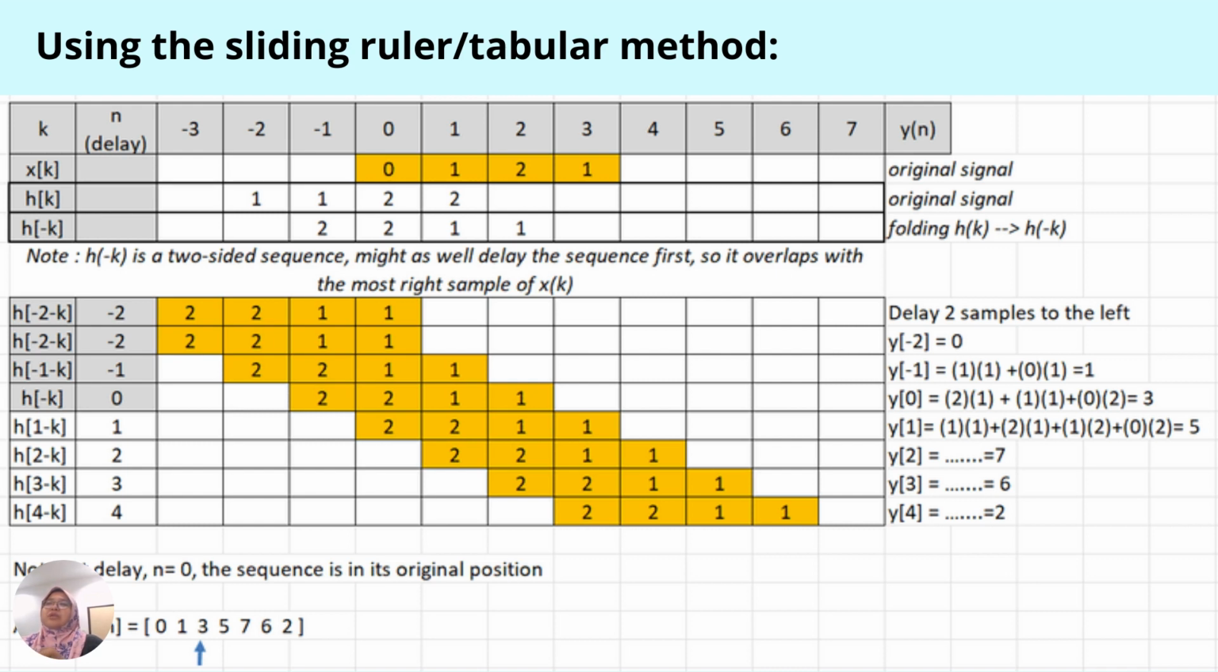So dia ada then dekat sini, so in convolution you kena buat folding dulu. Okay, so we take the h[k] and fold the signal. So ingat, folding it happens at k equals to 0. In this example, k equals to 0. And then apa yang berada di sebelah kanan pergi belah kiri, pergi belah kanan.